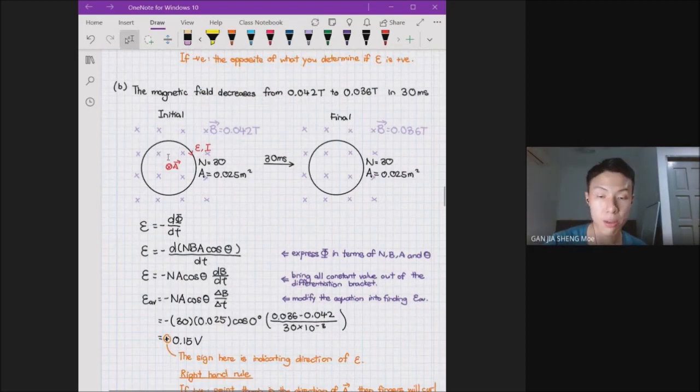So how the magnetic field changes will affect how the magnetic flux changes, and how the magnetic flux changes will change the direction and the value of our induced EMF and induced current. So it's important to see whether it's an increase or decrease. If they don't tell whether it's an increase or decrease, technically the sign of our answer doesn't carry any meaning anymore, because we don't know whether it's an increment or a decrement of the magnetic flux. Okay, so this is question B.